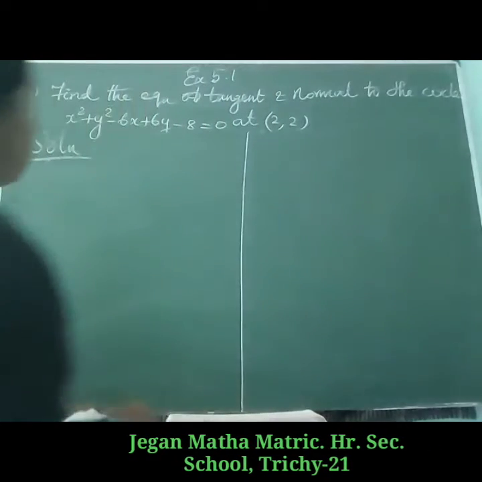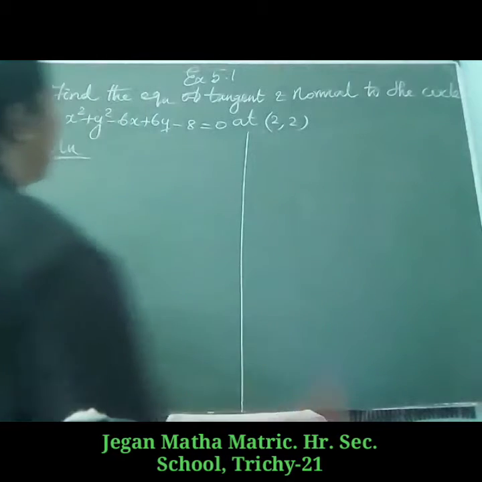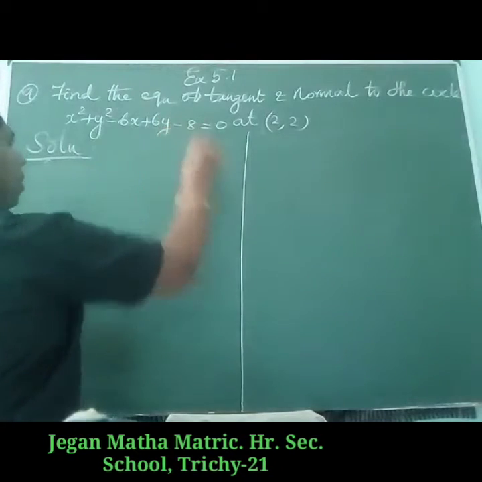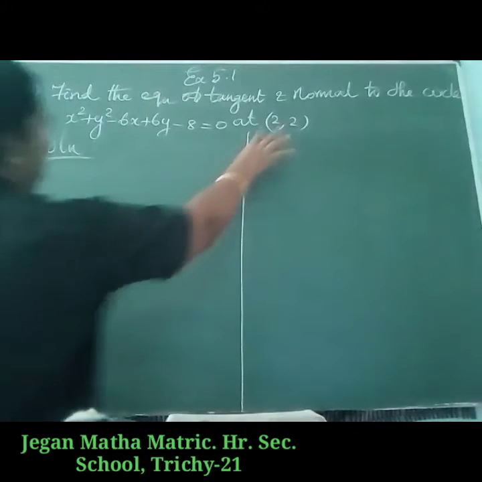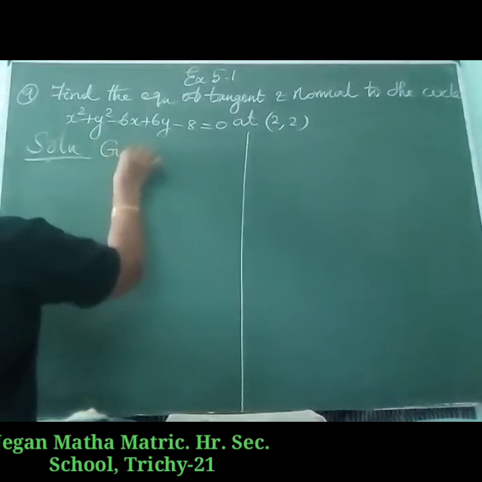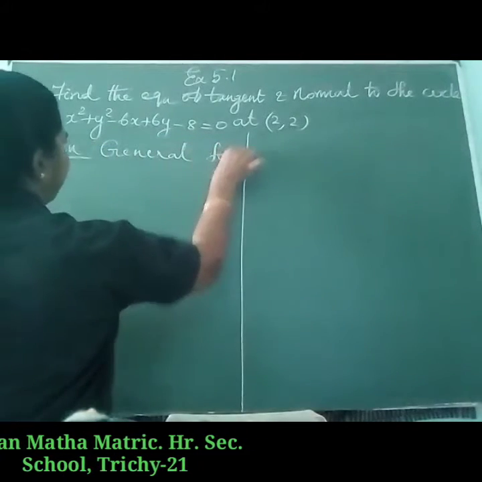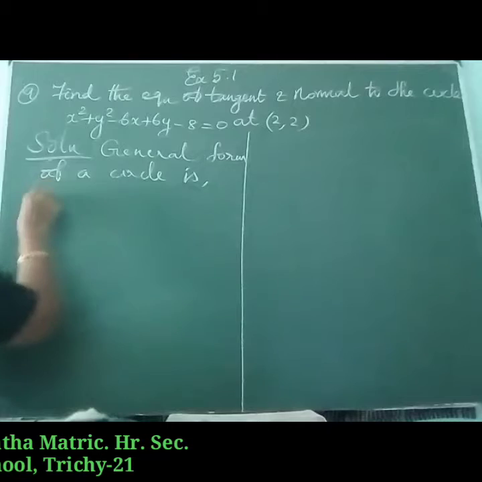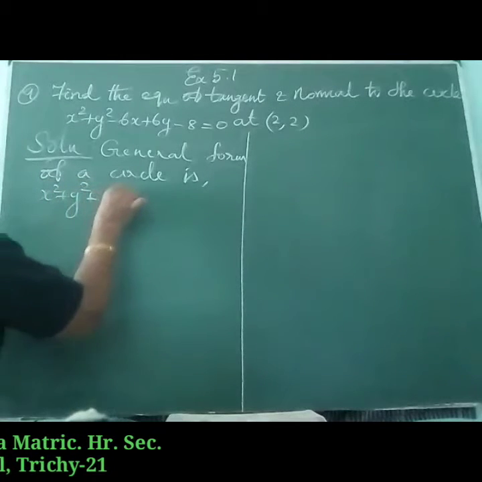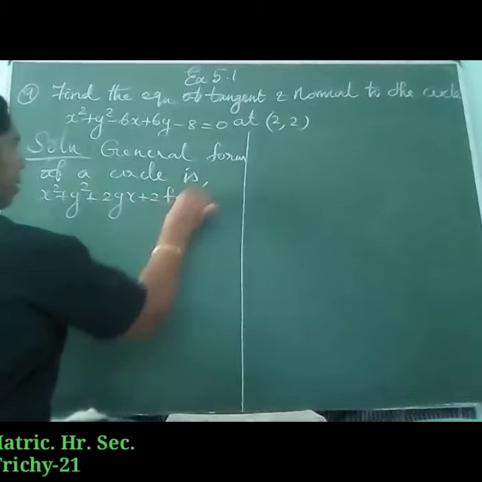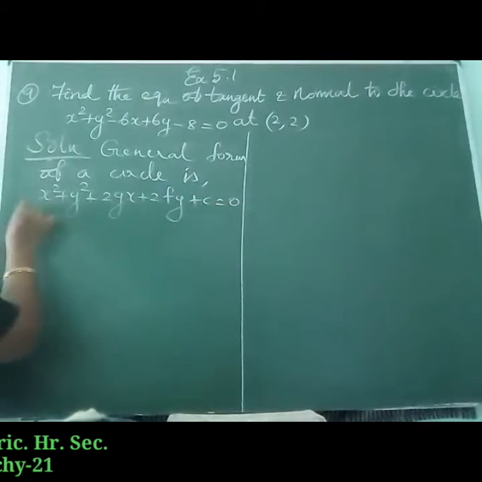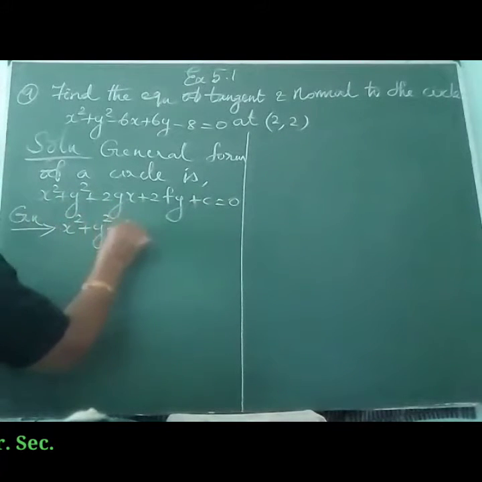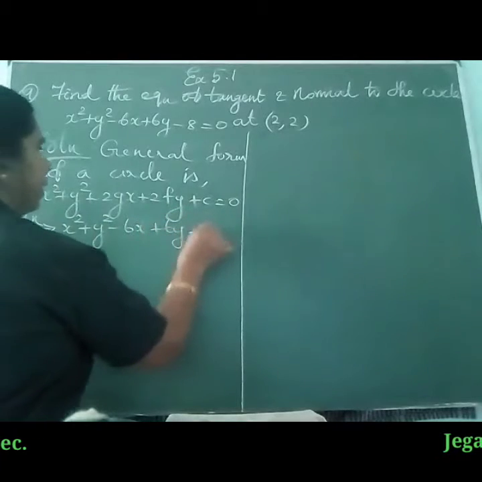Here the question is, find the equation of tangent and normal to the circle x square plus y square minus 6x plus 6y minus 8 equal to 0 at the point (2, 2). So first you can write the general form of a circle. General form of a circle is x square plus y square plus 2gx plus 2fy plus c is equal to 0. Compare this with the given equation of circle. Given equation of circle is x square plus y square minus 6x plus 6y minus 8 equal to 0.